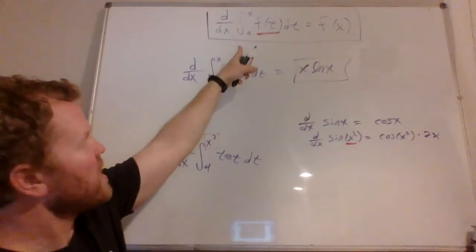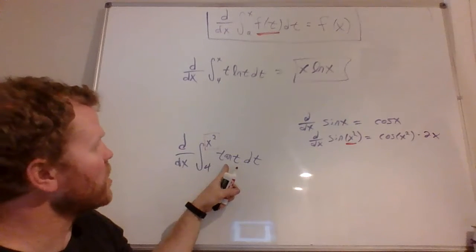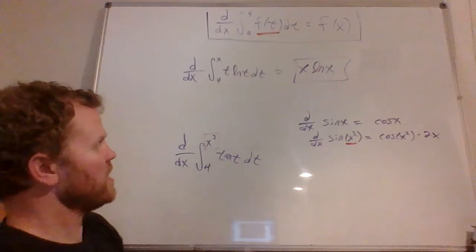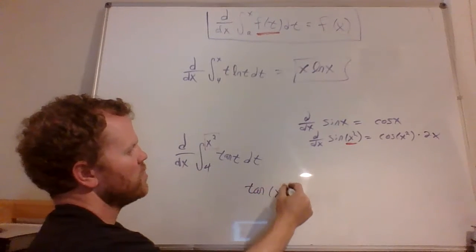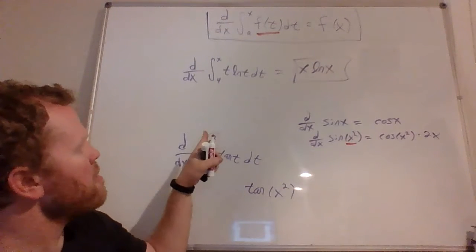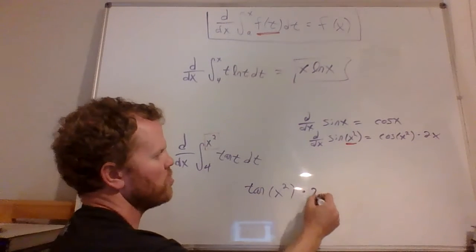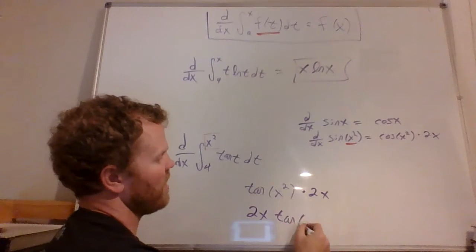According to the FTC, if we try to take the derivative of this type of weird accumulator function, we're just going to get this as a function of this upper value here. We should get tan of x squared. But wait, there's more. Now we pop back inside to gain an extra 2x. So I would say the answer to this thing is 2x tan of x squared.